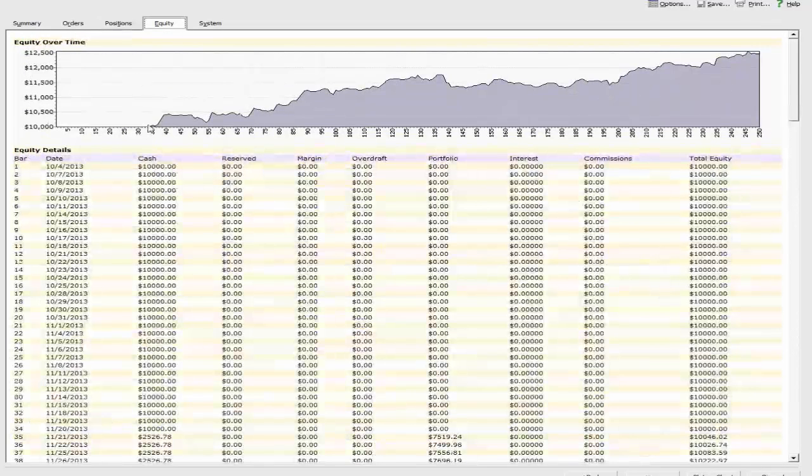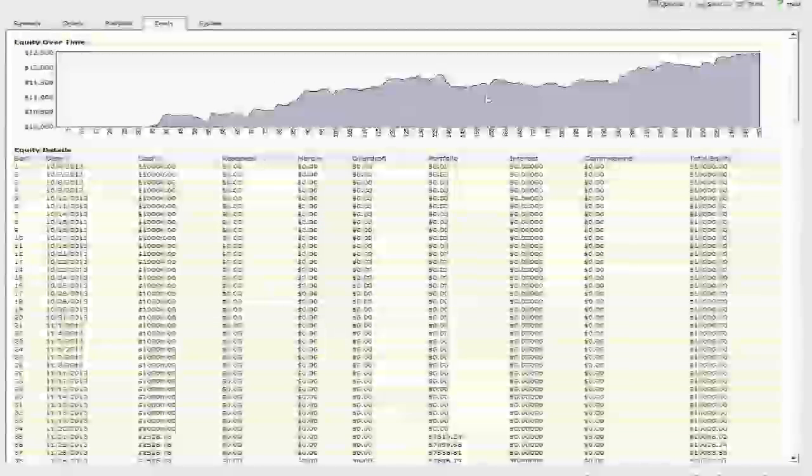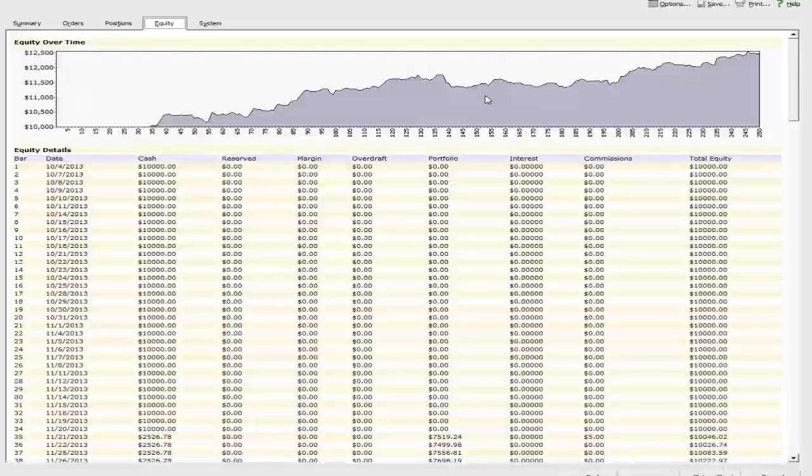The one that I want to look at is this equity statement right here. This is our hypothetical equity account, and I do spend a lot of time looking at this. Number one, what I want to see is our overall equity growth over time, which in this particular stock is pretty good.